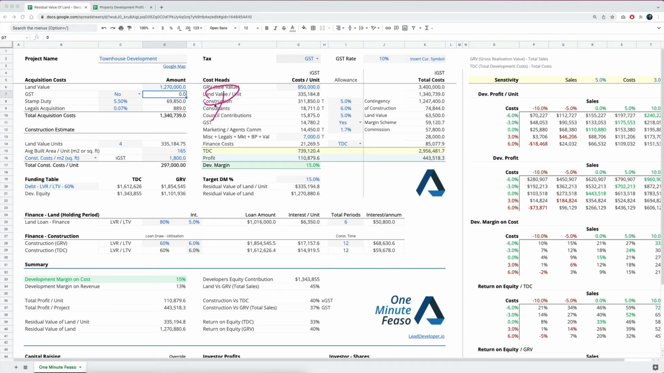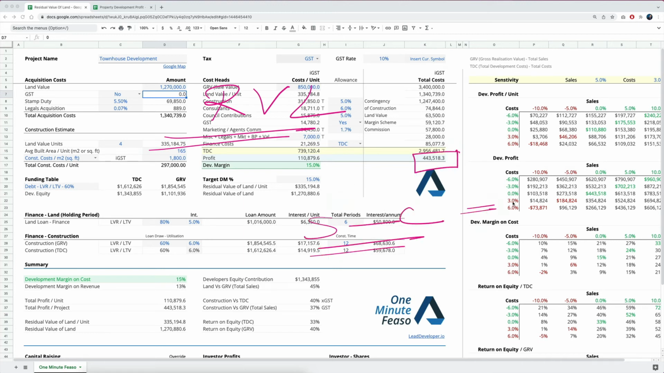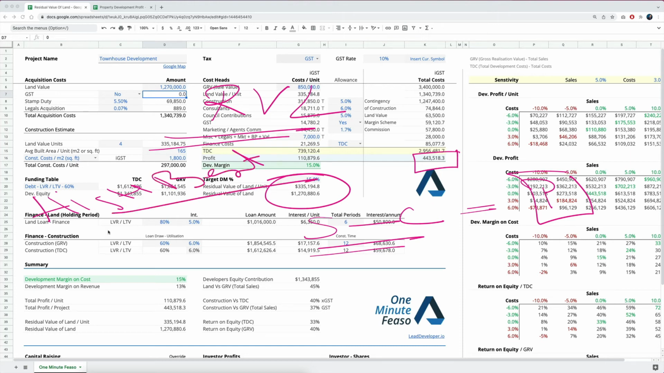Residual value of land, RVL, is not the same as profit. Profit is simply sales minus cost. This is what you get as your profit. Whereas the residual value of land is a valuation tool to figure out, based on the highest and best use of the site and its development potential, the maximum amount of money that I need to pay.